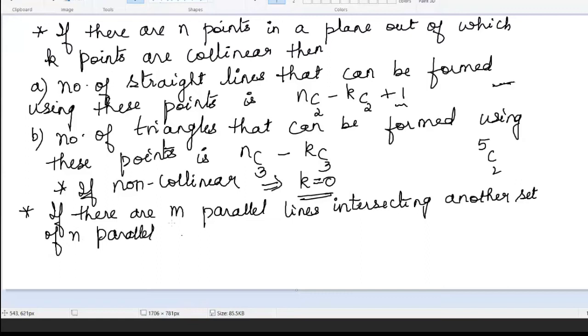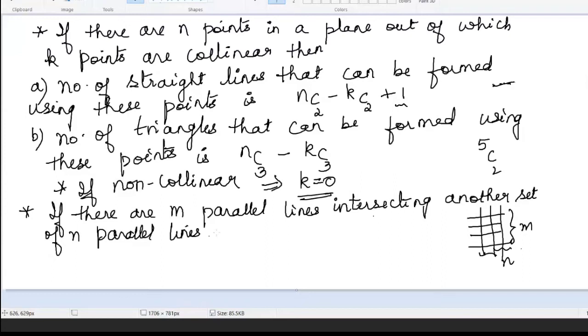Okay, there are m parallel lines. Now suppose it is like this. M parallel lines are here like this. These are m parallel lines. Another set of n parallel lines are there like this. You think, okay, these are n parallel lines. M parallel lines are intersecting with the n parallel lines. Then the question that could be asked is how many parallelograms are formed.